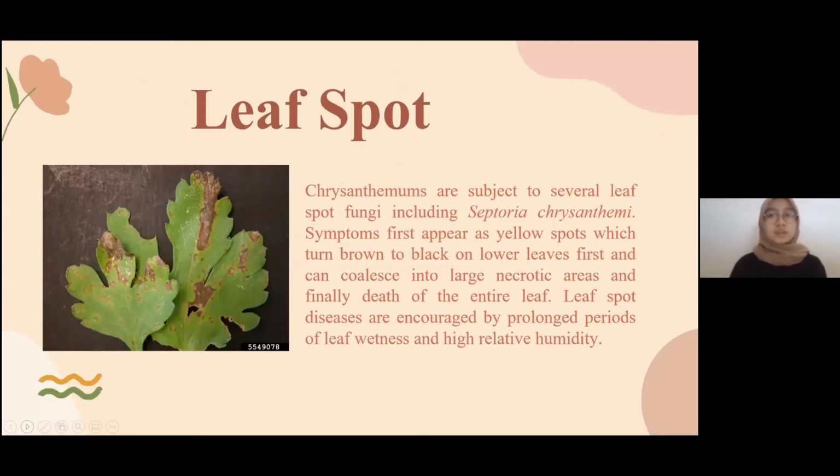Chrysanthemums are subject to several leaf spot fungi including Septoria chrysanthemi. Symptoms first appear as yellow spots which turn brown to black on lower leaves first and can coalesce into large necrotic areas, and finally, death of the entire leaf. Leaf spot disease is encouraged by prolonged periods of leaf wetness and high relative humidity.